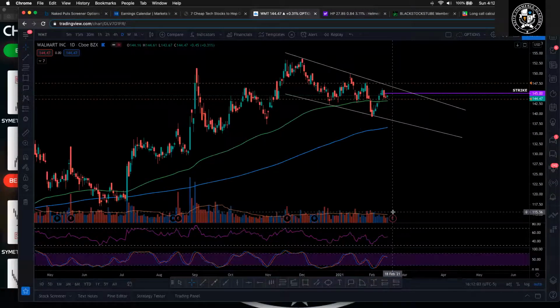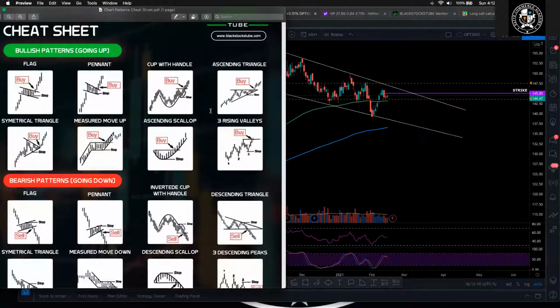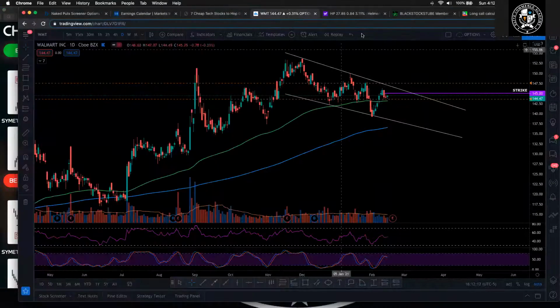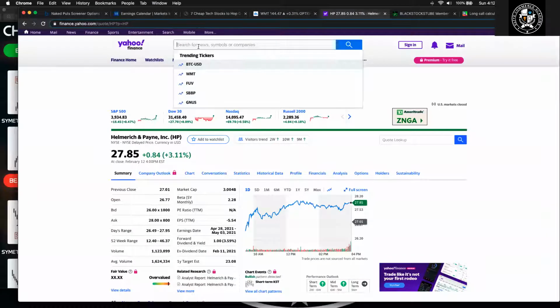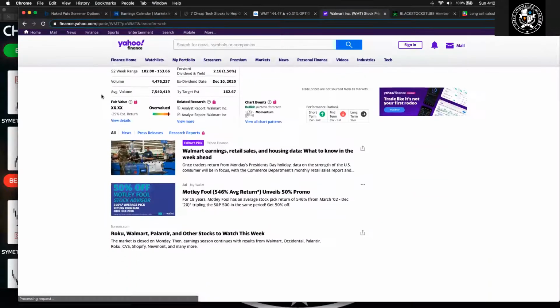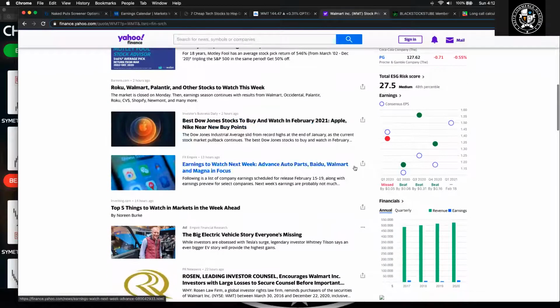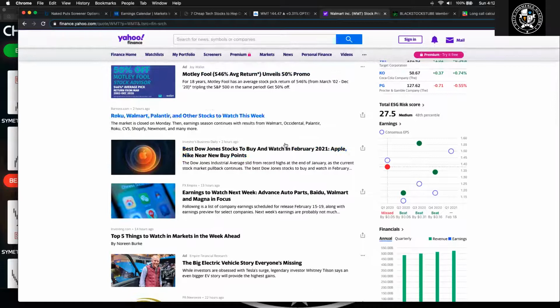So it possibly might break out of this pattern before earnings to the upside, based on my technical analysis and based on my fundamental analysis. When I look up the Walmart stock and I look at the news, everybody's telling me that it's going to be good. It beat earnings last time, and then the estimate is way higher than it was on the previous. So this is the fundamental side.